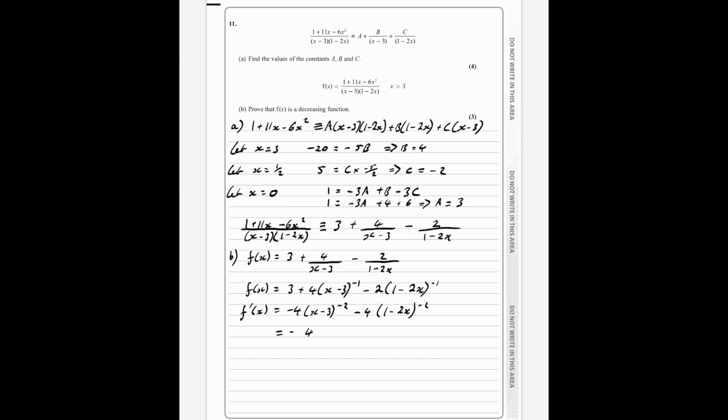And then we have fully differentiated. I'm going to rewrite them now as fractions again, bringing x minus 3 down as x minus 3 squared, and 1 minus 2x to the minus 2 is 1 over 1 minus 2x squared. At this point we could factorise out minus 4.